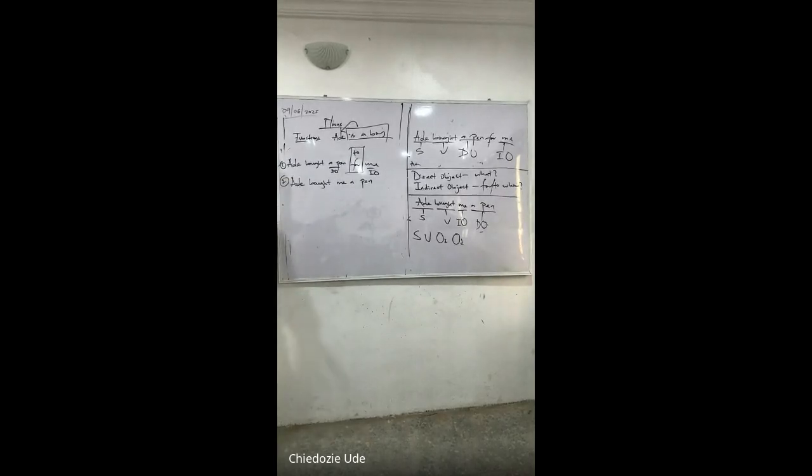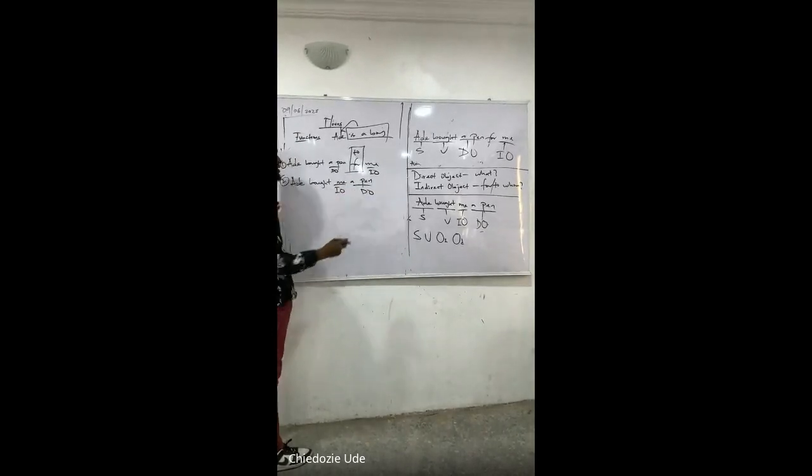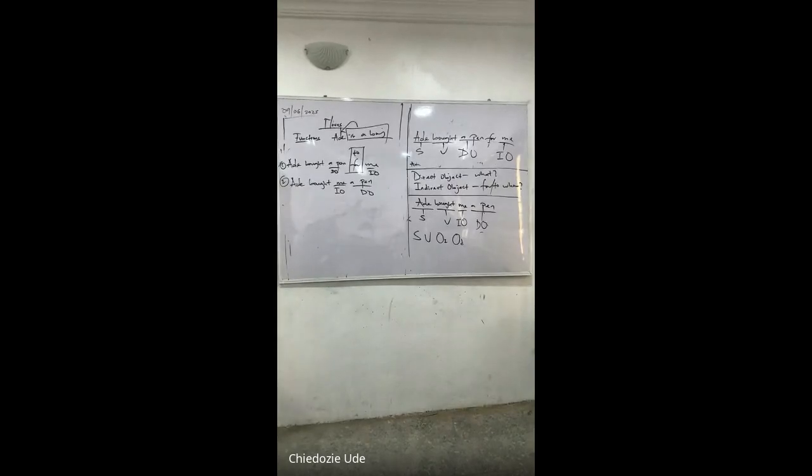But when there is no preposition, the indirect object comes before the direct object. So it is very easy to identify. If there is a preposition, know that direct object comes first. If there is no preposition, know that what? Indirect object comes first. You get me? So the preposition will tell.